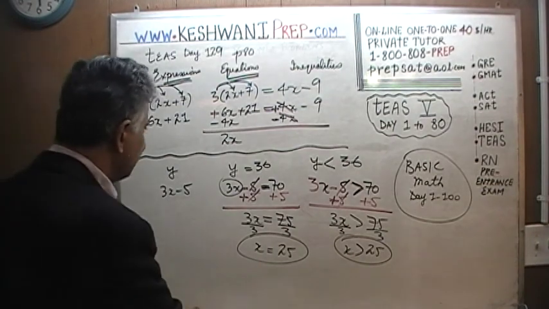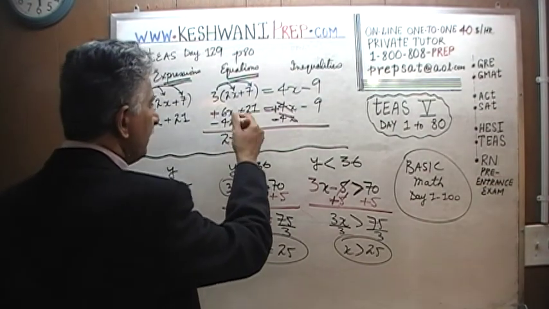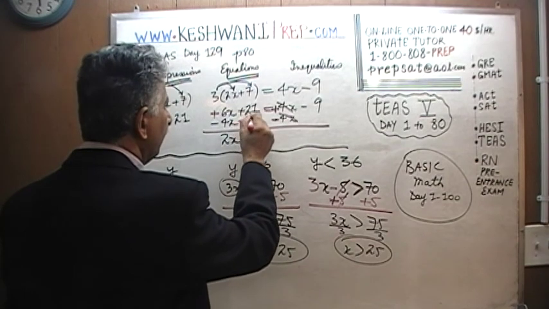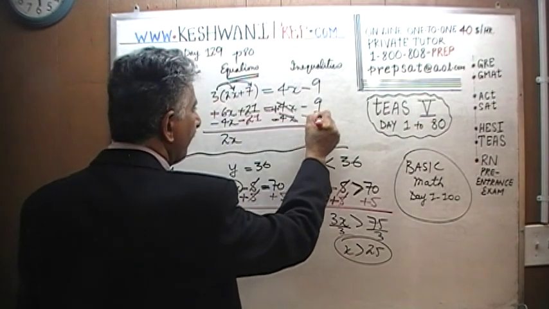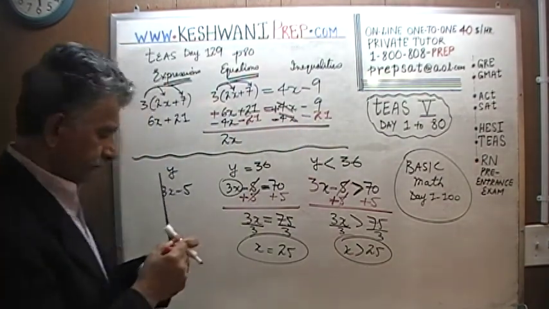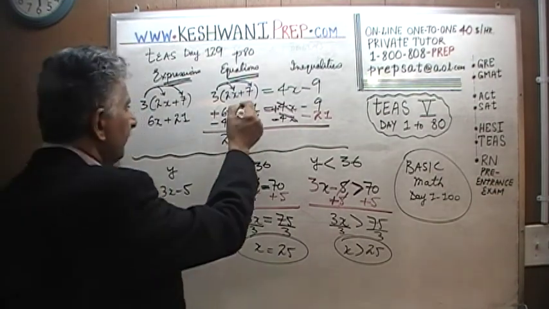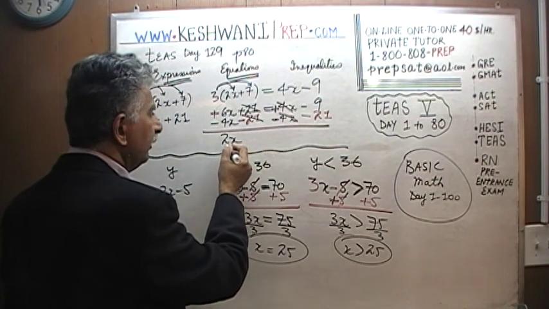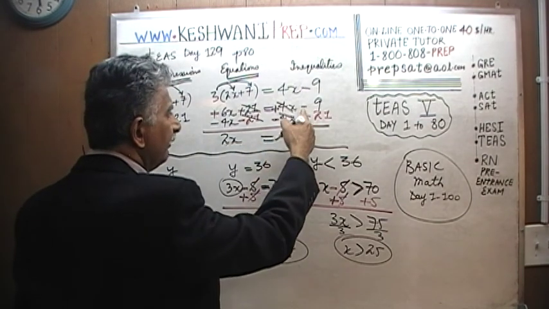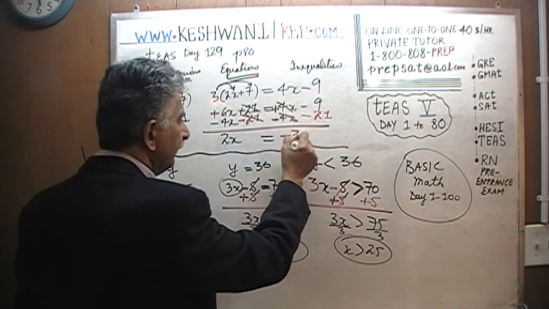And we need to get rid of this 21. It's a positive 21, so we need to have negative 21. And if we do that, this 21 is going to cancel out, and we end up saying 2x is equal to negative 9 and a positive 21 is a negative 30.